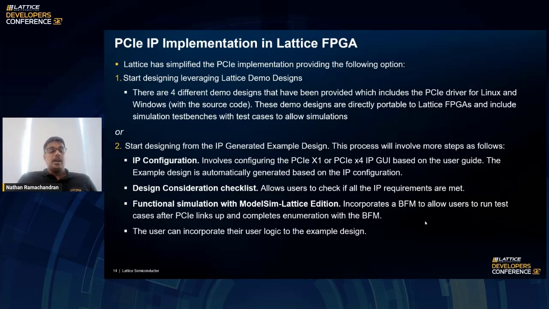And then after you have configured the IP, you can use the design consideration checklist in the user guide to check if everything is according. And then you start to do the functional simulation with the ModelSim Lattice edition. This functional simulation incorporates a BFM to act as a host. And the Lattice IP generated example design, at a minimum, will perform link training and complete enumeration.